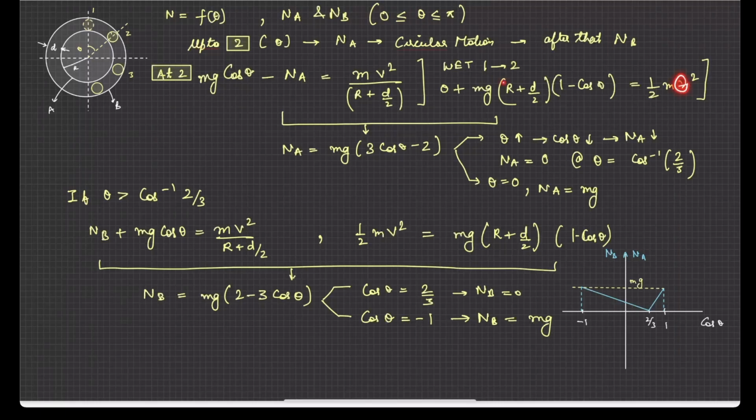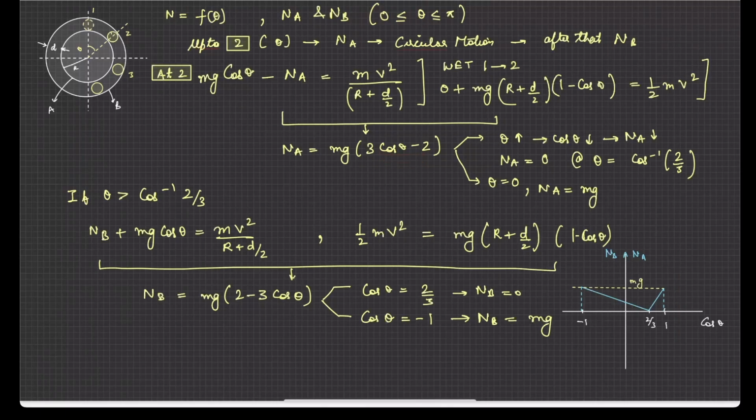Okay, if we solve both of them, we need v square, and taking r plus d by 2 to the other side, this will be 2 times 1 minus cos theta. If I put the value of v square divided by r plus d by 2, simply taking mv square and r plus d by 2 across, I've got the value of this, I put the value here, and from here we've got the value of Na as mg times 3 cos theta minus 2. So that is my value that has come.